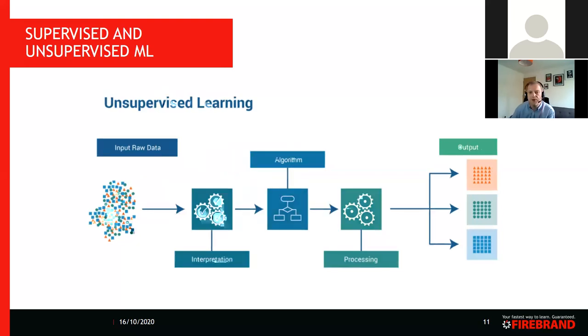So unsupervised machine learning algorithms infer patterns from a data set without reference to known or labeled outcomes. So unlike supervised machine learning, unsupervised machine learning methods cannot be directly applied to regression or classification problems because they've got no idea what the values are that they are looking for. So you can't get a machine learning algorithm to identify pictures of lions if you haven't given it pictures of identified lions. It just will not work. It can't do it.